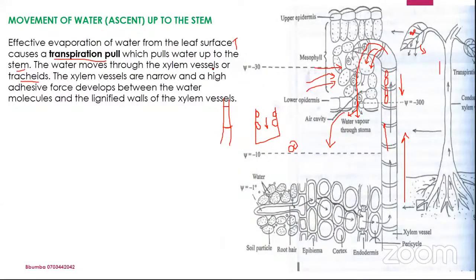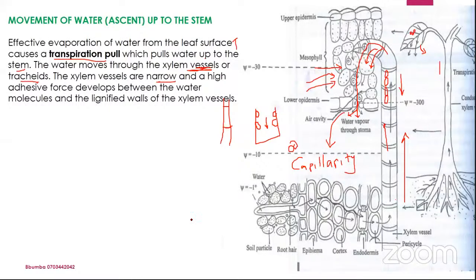Now the water moves through the xylem vessels or tracheids. Xylem vessels and tracheids are not the same, but they are all the xylem, because the xylem is made up of two water conducting tissues, that is the xylem vessel and the tracheids. They all conduct water. Now the xylem vessels are narrow. This narrowness of the xylem vessel also contributes to another force which we call capillarity. Capillarity. I'll talk about capillarity a bit later.